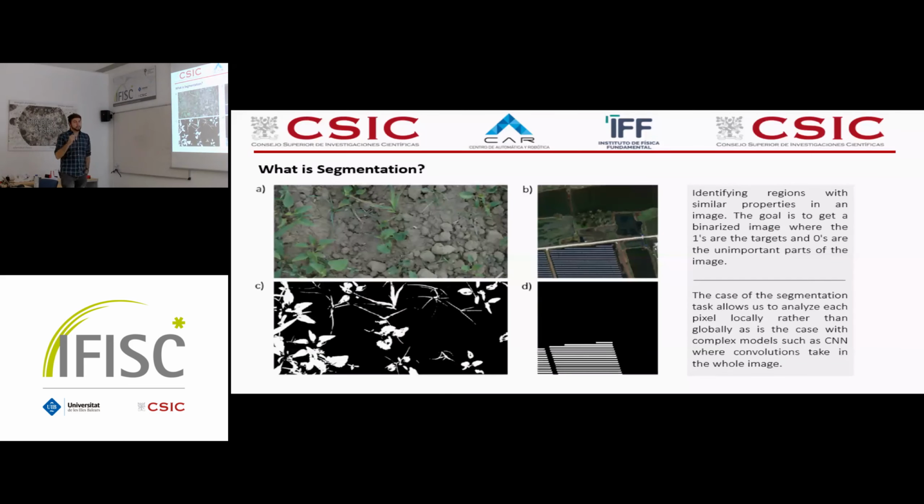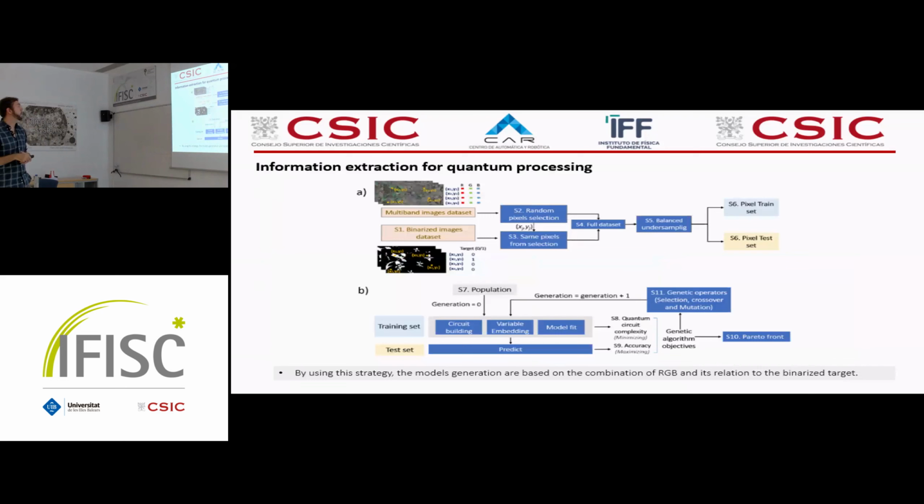Well, we were thinking about it, and the segmentation task is something where, for instance, a convolutional neural network can take the whole image for processing, and there are very good approaches for classical segmentation right now. SAM, for instance, from Meta, or UNet are used also for these things. So we can take locally pixels from them, and then analyze the properties of each pixel. And this is exactly what we were doing here. This is the strategy for the information extraction that we were thinking about.